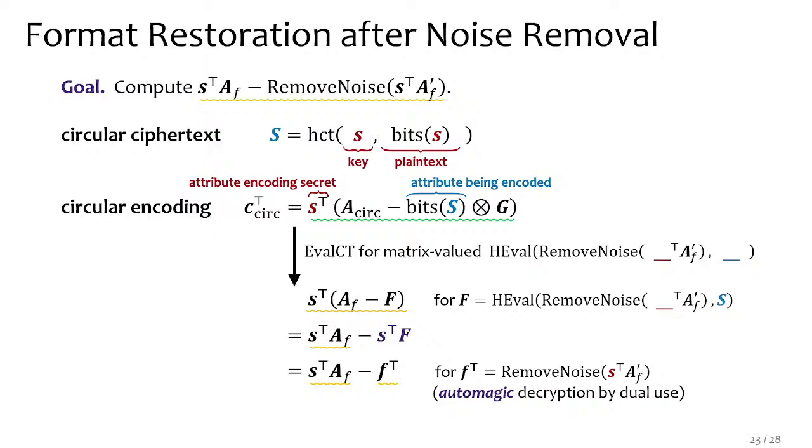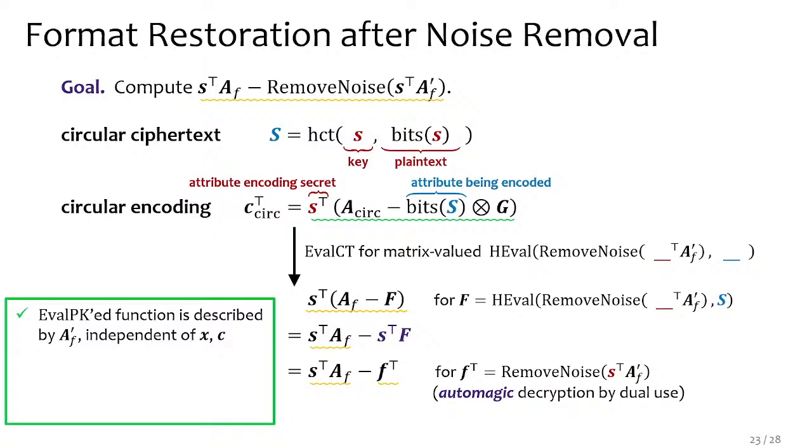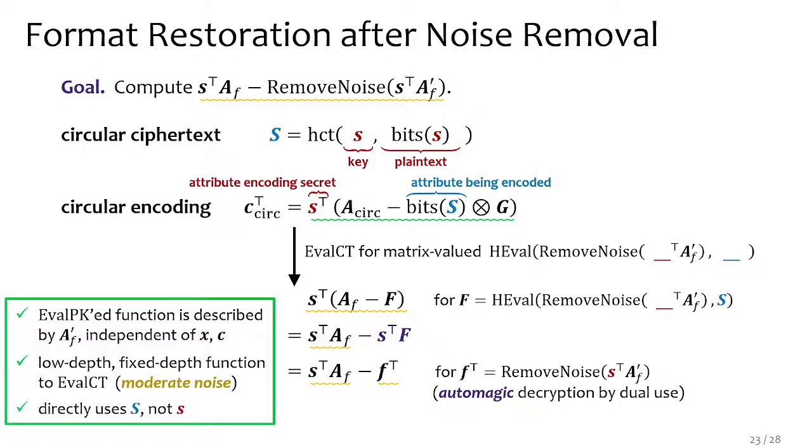And let's do some quick checks. First, the function that's being evaluated on the public key is fully described by this matrix A_f prime. Namely, it's this function, Heval of remove noise of, but the parameter here is A_f prime. It has nothing to do with actual encoding. This function is low depth. It's also a fixed depth function. And therefore, it will yield moderate noise instead of very large noise. And lastly, it only directly uses the ciphertext of S, not the LWE secret s. Therefore, we can hope for security.